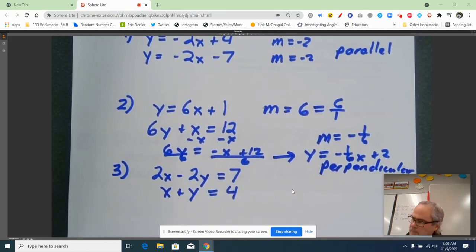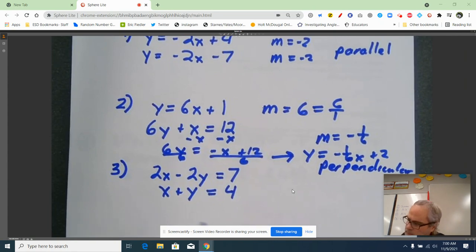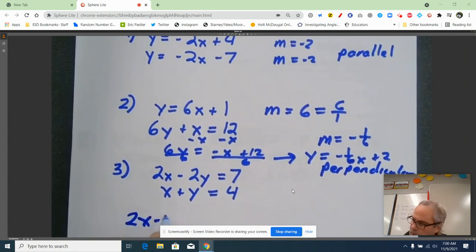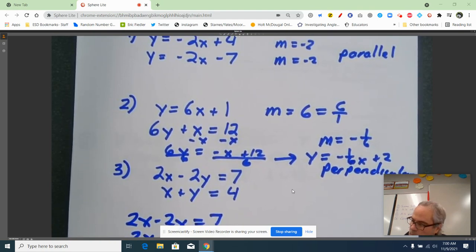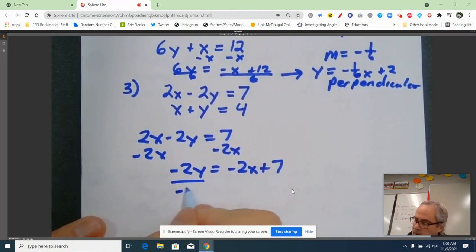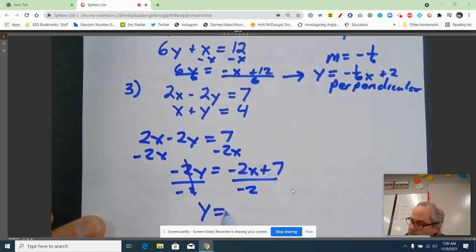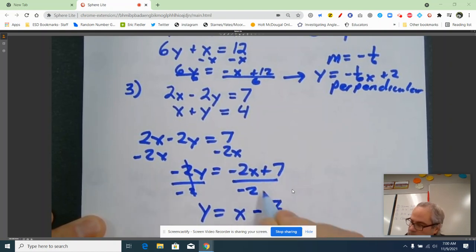Okay, last one. A little bit more complicated form here. So the top one, I'm going to take that one and I'm going to solve it for y. Minus 2x from both sides. I get -2y equals -2x plus 7. I'm trying to put it in that y equals mx plus b form. Divide by -2. I get y is equal to x minus 7/2. -2 goes into 7, I get -7/2.